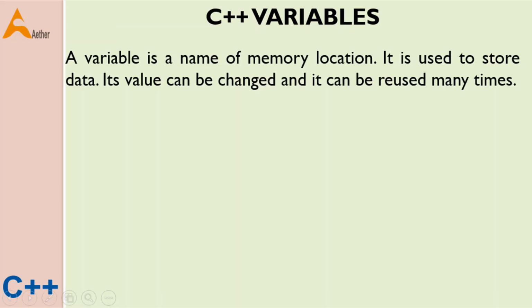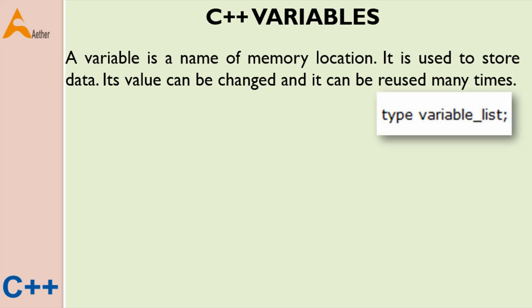Now let's discuss C++ variables. A variable is a name of memory location. It is used to store data. Its value can be changed and it can be reused many times. It is a way to represent memory location through symbols so that it can be easily identified. You can see the syntax of creating a variable on your screen.